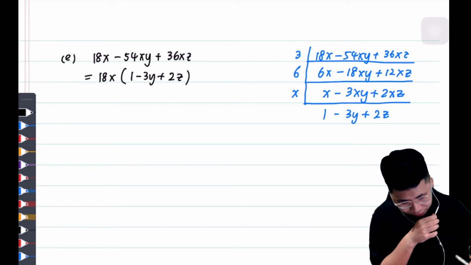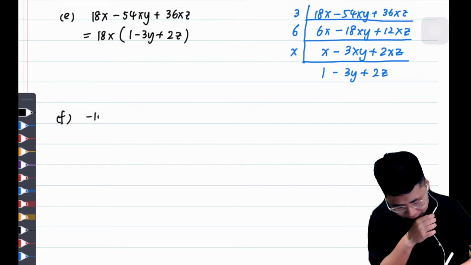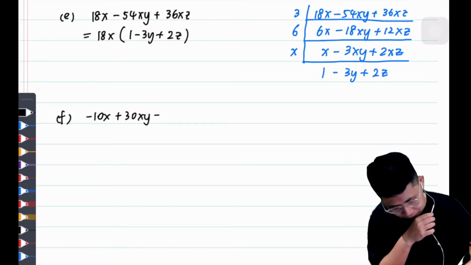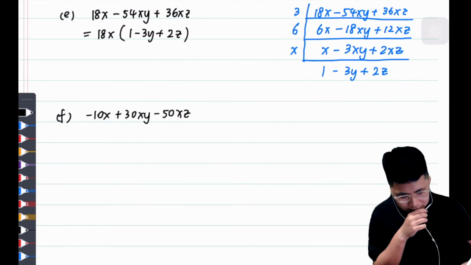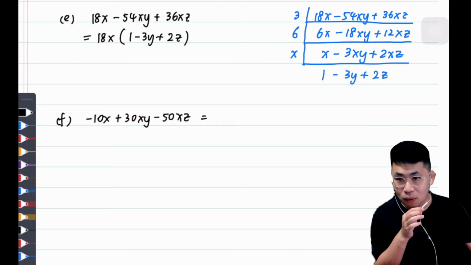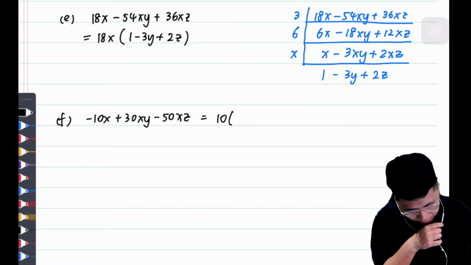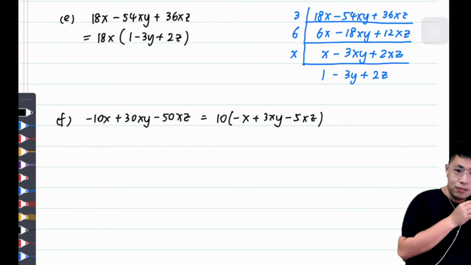Alright, part F. Part F, we have this example, negative 10x plus 30xy minus 50xz. Okay, so for this one over here, if you cannot see, let's take out one by one. So obviously 10, 30 and 50, we can bring out our 10. So inside will be left with negative x plus 3xy minus 5xz. So it's actually the same as writing the division thing above.